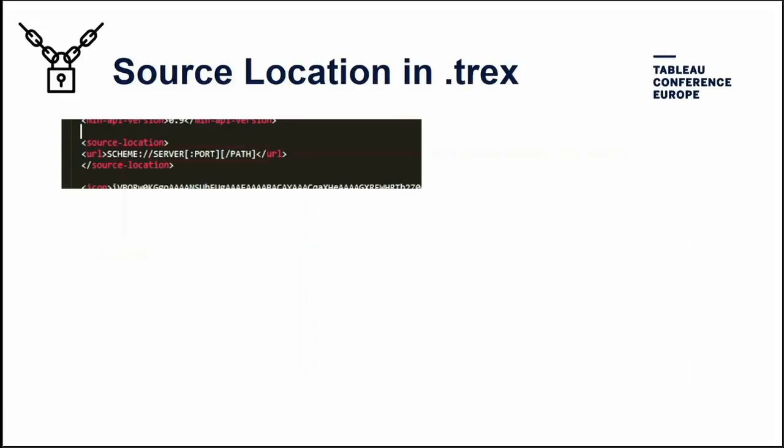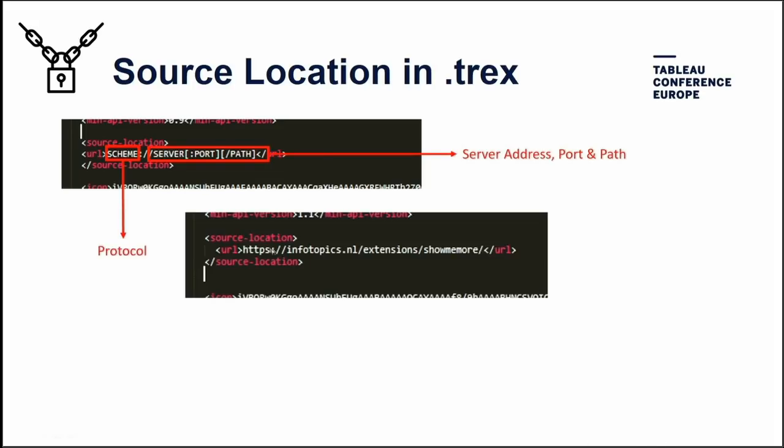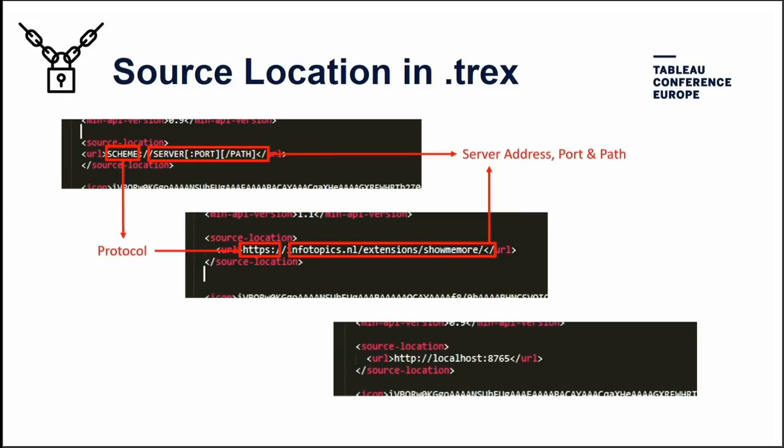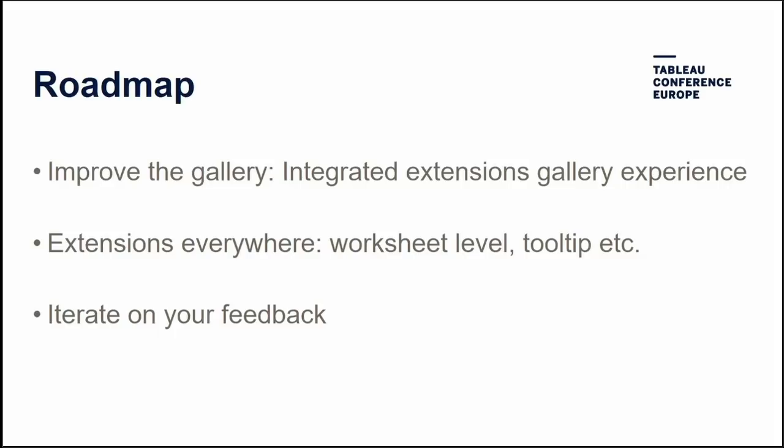So let's take a quick look at the source location in that T-Rex file. So here we can see, this is where you would enter the protocol and the server address, including the port information. This one is the Show Me More that's been hosted by Infotopics, and you can see the HTTPS protocol there. The only exception, as I said, is using localhost, where you can use HTTP.